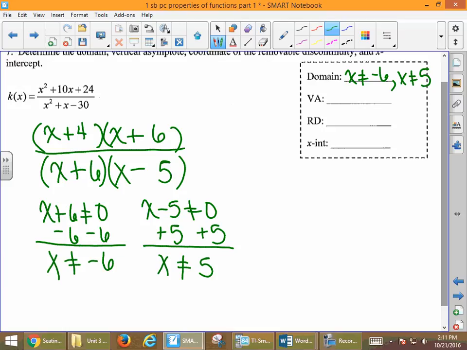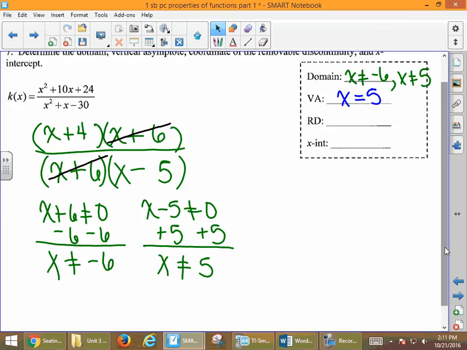Do we have anything exactly the same in the top and in the bottom? Well, we see our x plus 6. So, the fact that we canceled that out means that our only vertical asymptote is going to be x equals 5. The removable discontinuity is going to come from the value that we canceled out. So here's the 5, there's our vertical, the negative 6 down here for our removable.